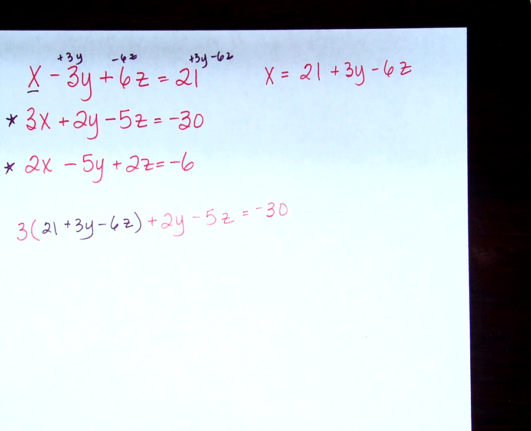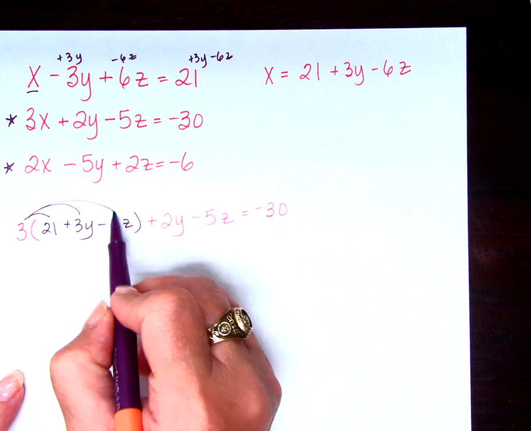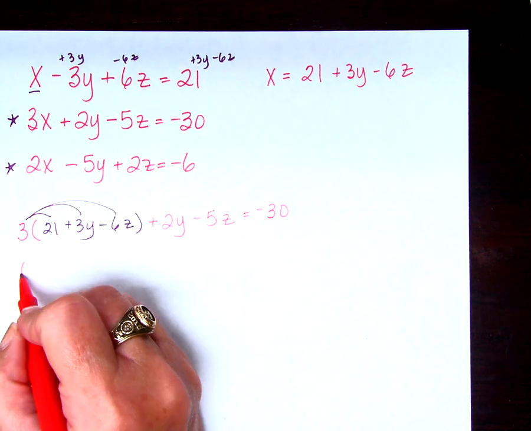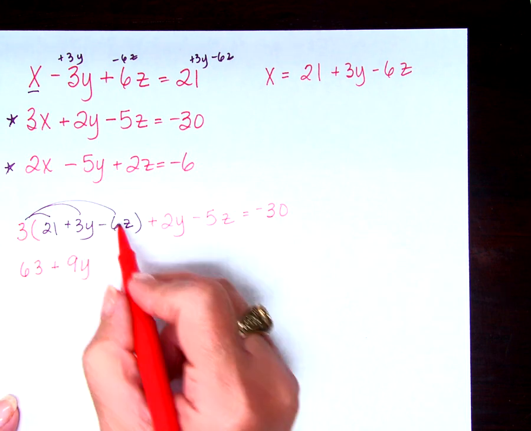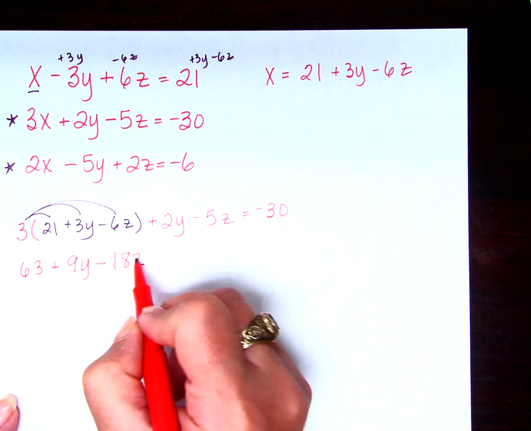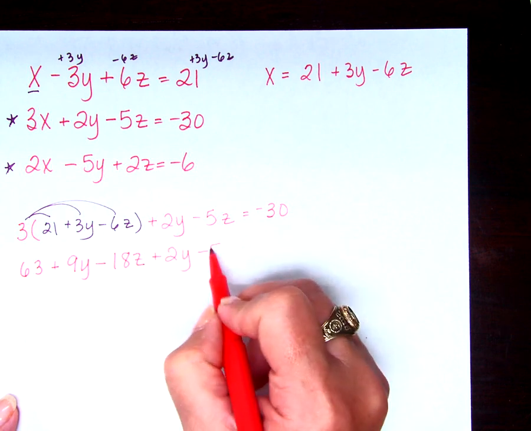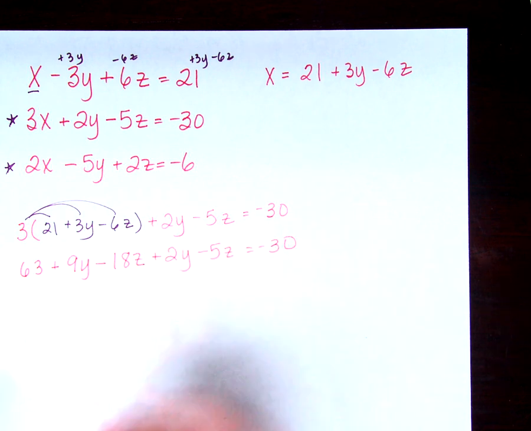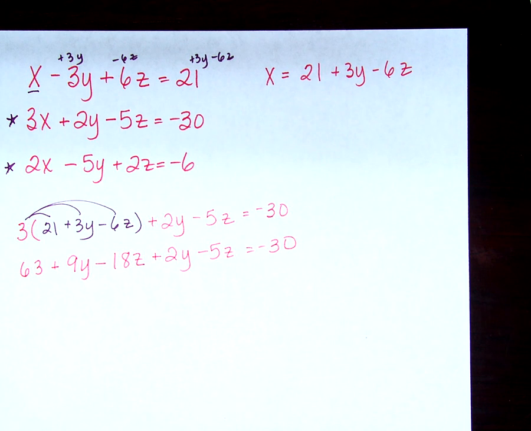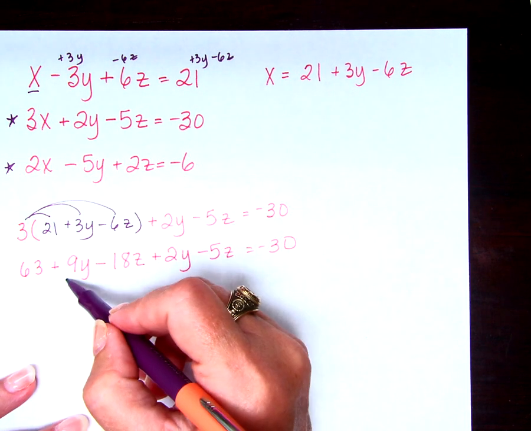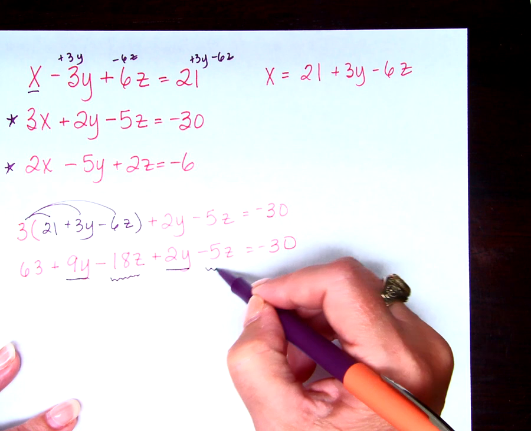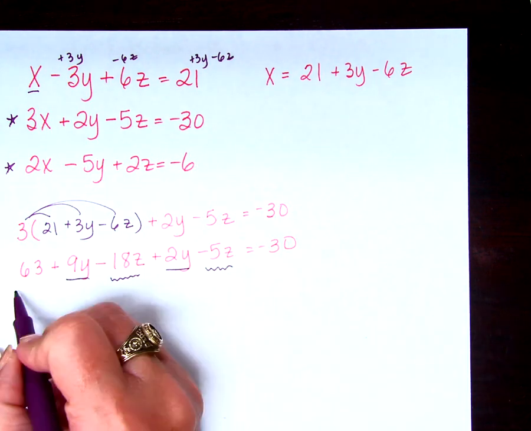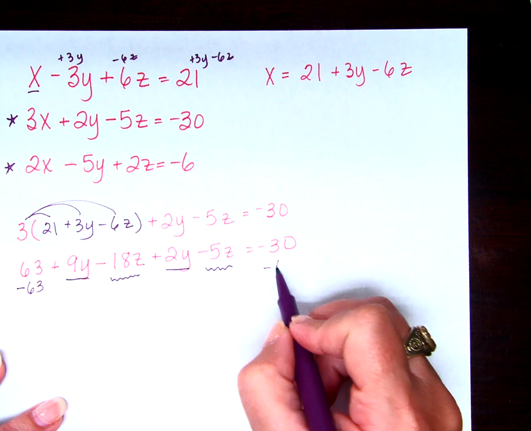Okay. Now what? Distribute. 3 times 21, 63. 3 times 3, 9y, and then minus 18z, right? Plus 2y minus 5z equals negative 30. Are we still okay with doing 3 steps at one time? What are my 3 steps then? Combining my y's, combining my z's, and what's the last one? Subtract 63 from both sides.